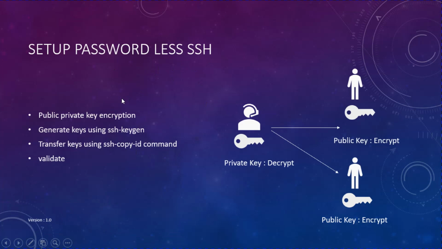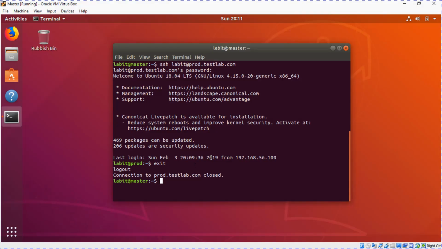In a passwordless SSH, we utilize public private key encryption or asymmetric key encryption technology. In asymmetric key encryption, there are two keys, a private key and a public key. A private key is kept safe on the server and a public key is shared with the remote machines. Now these keys are generated using the ssh-keygen utility, and you can transfer the public key onto the remote machines using the ssh-copy-id command. So let's go to the master server and let's try this.